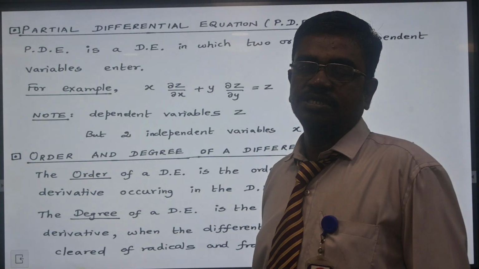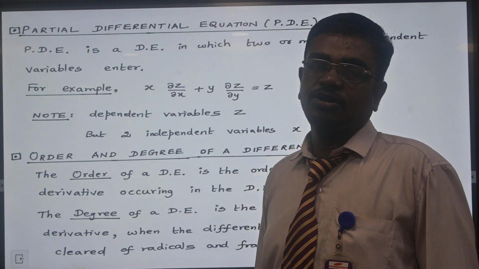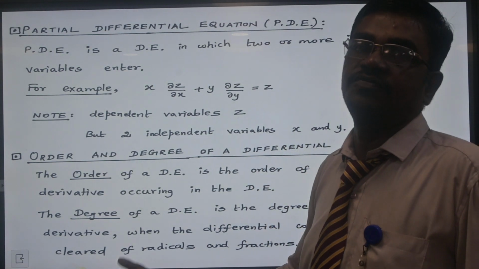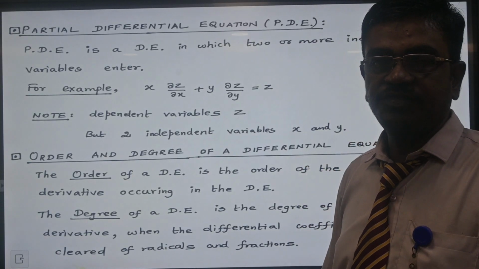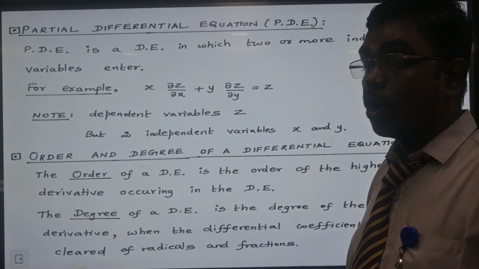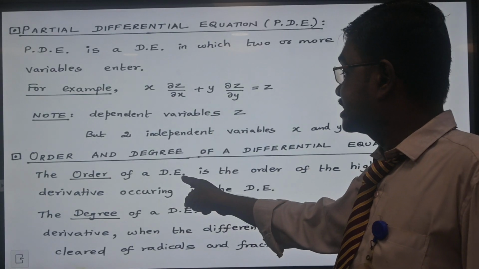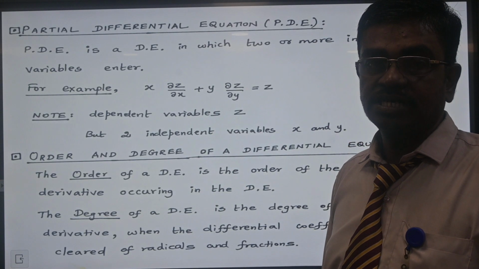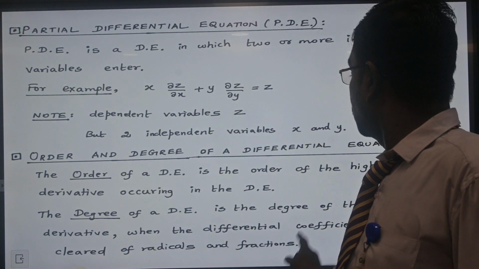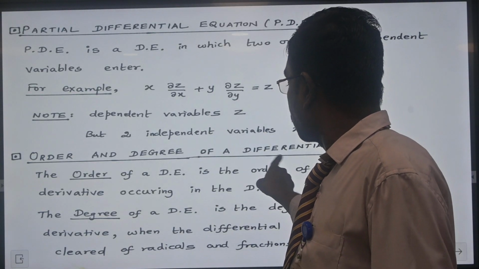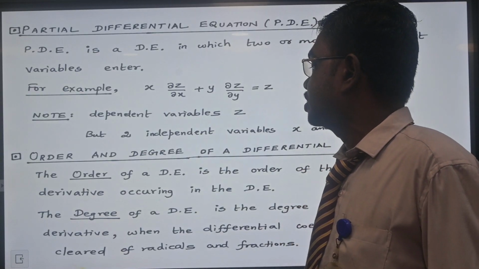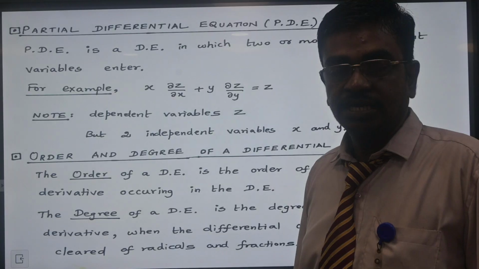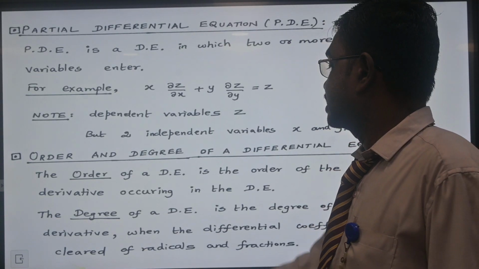Next definition: order and degree of a differential equation. First, what is the order of a differential equation? The order of a differential equation is the order of the highest derivative occurring in the differential equation. Order means the order of the highest derivative. The degree of a differential equation is the degree of the highest derivative.